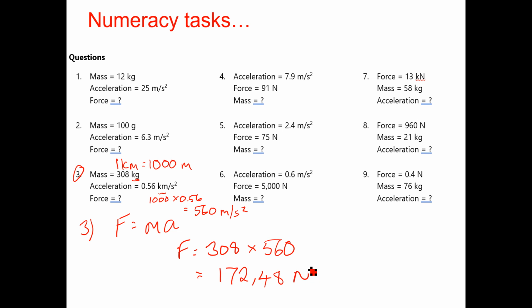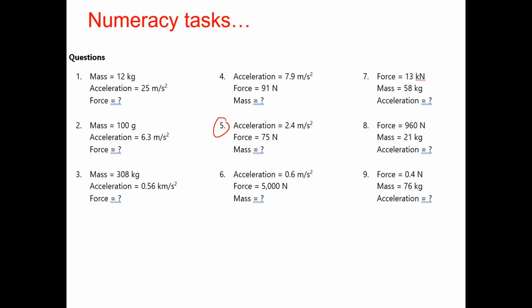172,480 newtons of force. And again, that makes sense. We've got a large, massive object, and it's accelerating massively. Every second, it's accelerating by 560 meters per second. I mean, this is incredible, but it's going to need a huge force, and this is a huge force.